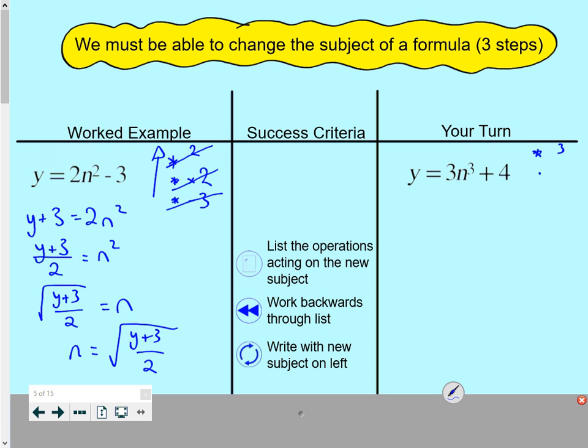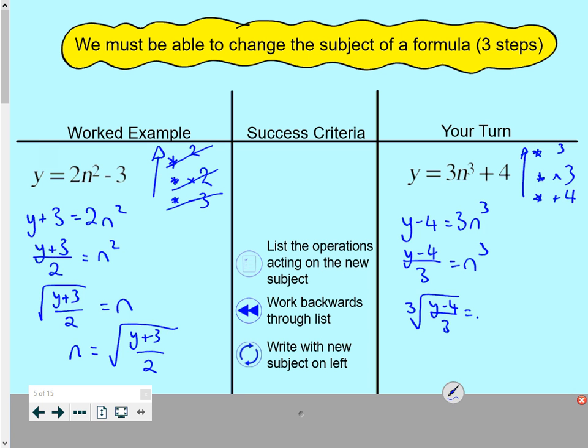So I'm going to cube it, then I would be timesing by 3, then I would be adding 4. So let's work backwards through that list. I'm going to take away the 4 from both sides first. I'm going to divide by the 3, and then I'm going to cube root everything, and then write it with my new subject on the left-hand side. So it's the cube root of y take away 4 all over 3.